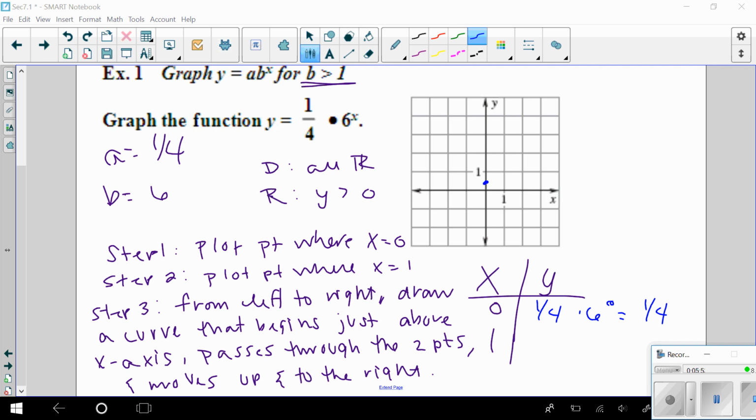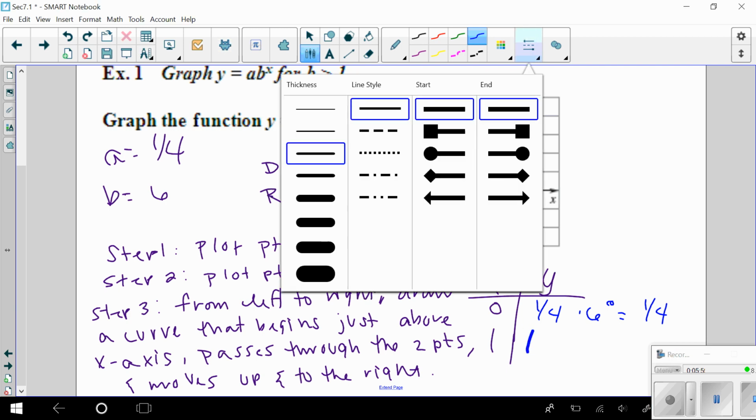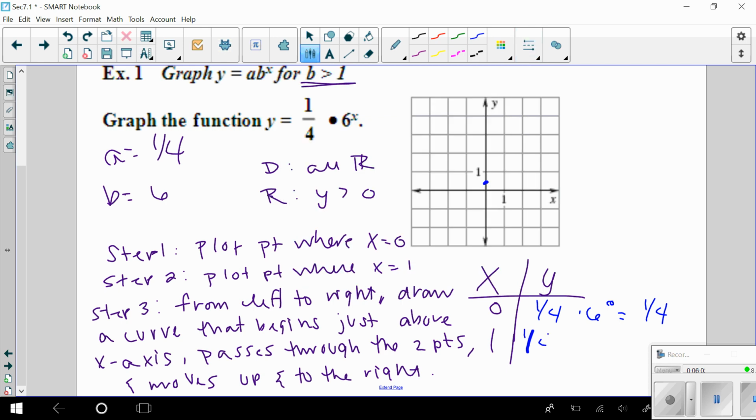And then the next one we're going to look at is when x is 1. So when x is 1, y is 1/4 times 6 to the first power, which is 1/4 times 6, which is 6/4, or 3/2. So when our x is 1, our y is 3/2. Now we're going to go from left to right. We're going to draw a curve that begins just above the x-axis and passes through those 2 points and moves up and to the right.